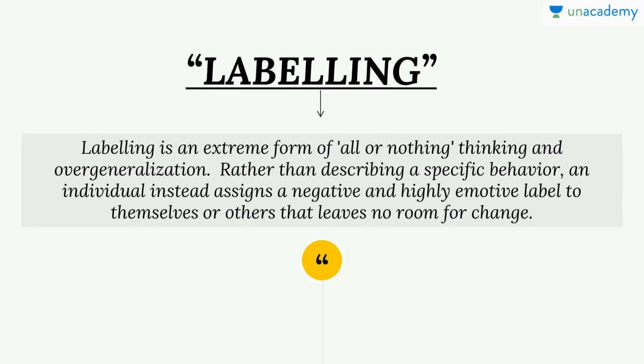The next word we have is labeling. Labeling is an extreme form of all or nothing, which we did in the previous lesson, where we keep overgeneralizing things. We believe in black or white. We think that it is either good or bad, and there's nothing balanced. Rather than describing a specific behavior, an individual instead assigns a negative and highly emotive label to themselves or others that leaves no room for change. So again, it is about stringency, that we become stringent about our thoughts, which leaves no room for change.